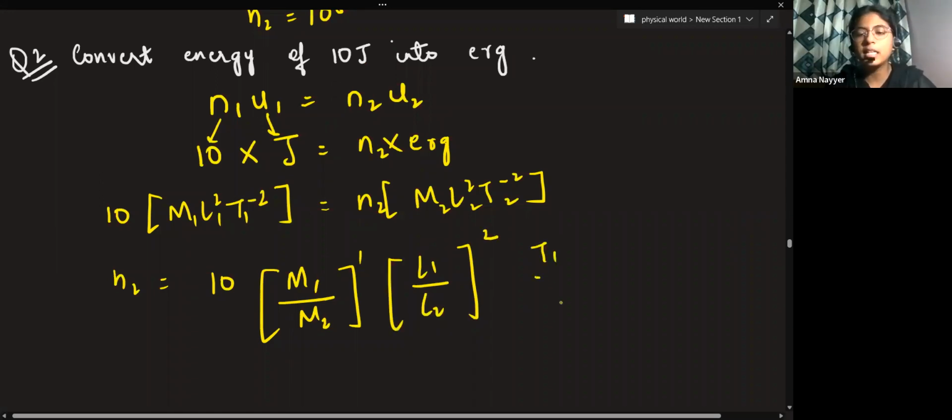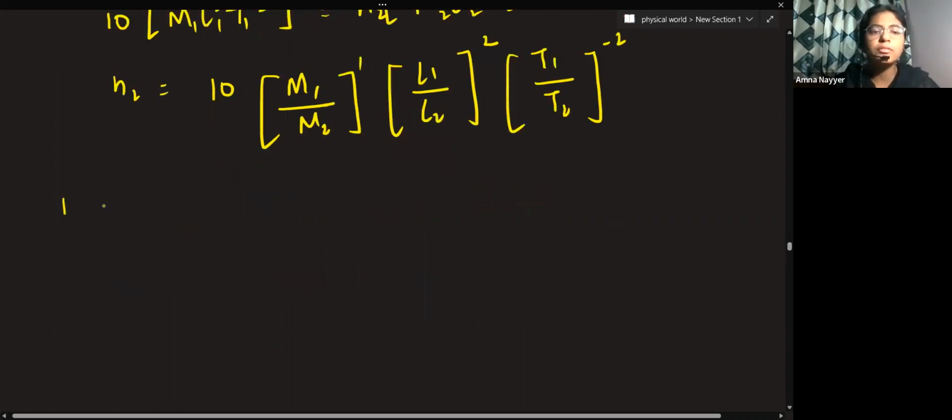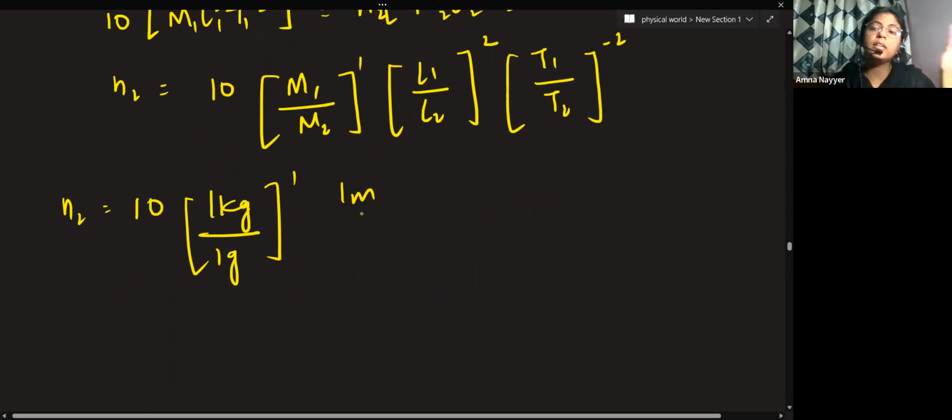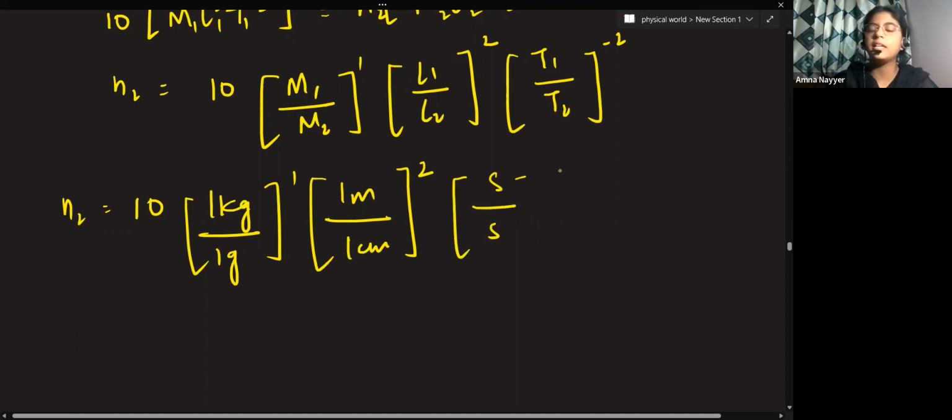And T1 by T2 time are having the power minus 2. Now, first unit, 1 unit is the SI unit. So we know what is the SI unit of mass. So I'll write 1 kg. And M2 was for CGS unit. From erg I have taken, so it will be 1 gram to the power 1. For length, the SI unit in terms of Newton, because Newton is the SI unit. So SI unit is 1 meters. CGS unit is centimeters to the power 2. Time is seconds in both the cases to the power minus 2.